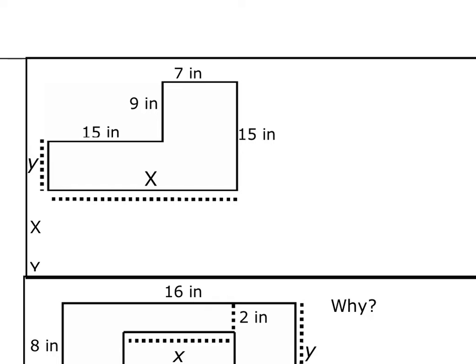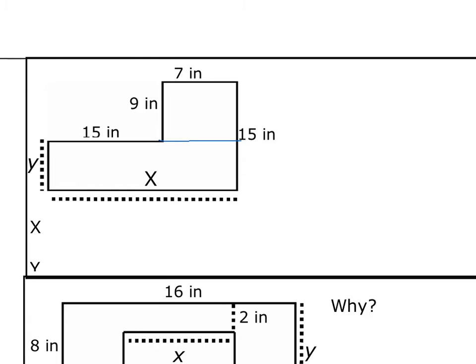Therefore, the way that we're going to go through problems like this is we're going to break them down into shapes that we do know how to find the area of. So, for instance, I could take this shape and I could break it into 2 rectangles, and all I would have to do is find the area of each rectangle and add them together.